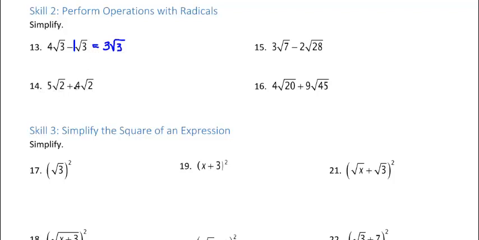5 on the square root of 2 plus 4 on the square root of 2. We just add the coefficients to get 9 on the square root of 2.